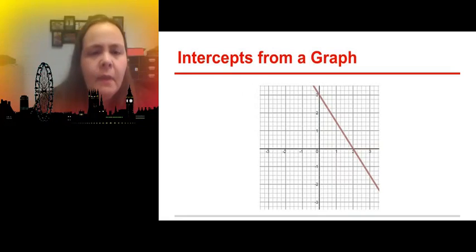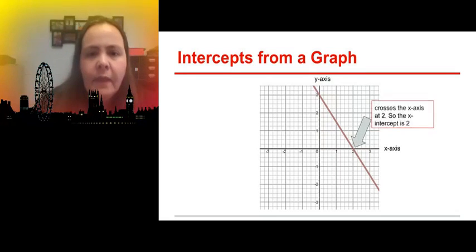So from a graph, when we look at this graph, we want to first look at where our x and y axes are. If they're not labeled, we need to really think about where they are. The x-axis is, of course, horizontal, and the y-axis is vertical. And then we're looking where this line crosses the x-axis, and the arrow there is pointing to where the line intersects the x-axis, and that occurs at 2, so the x-intercept is 2. And then we look at where it crosses the y-axis, and that arrow is pointing up to where that crosses the y-axis. And since that occurs at 3, the y-intercept is 3.